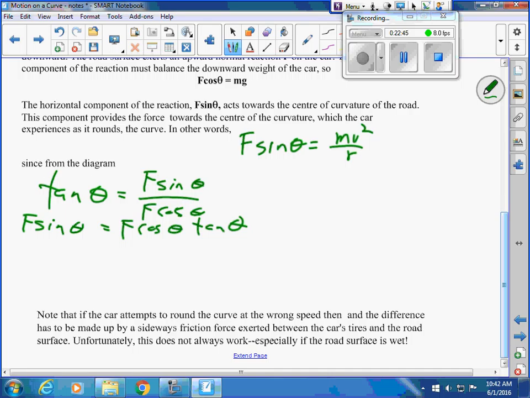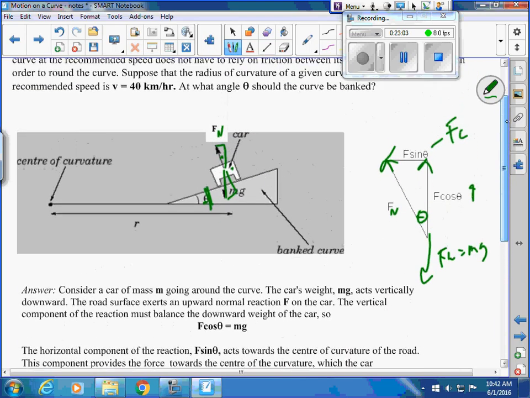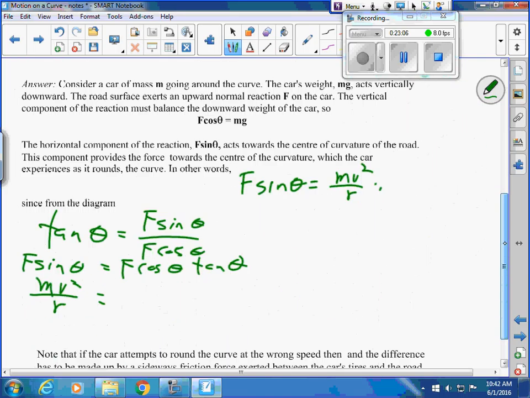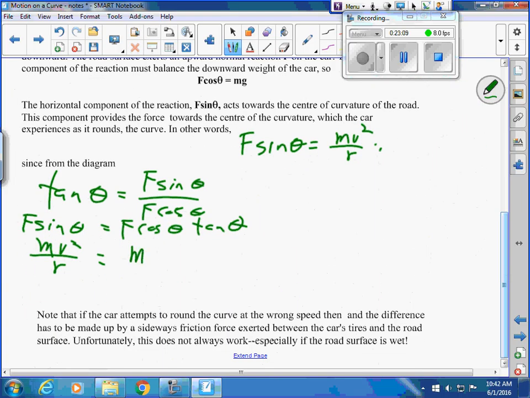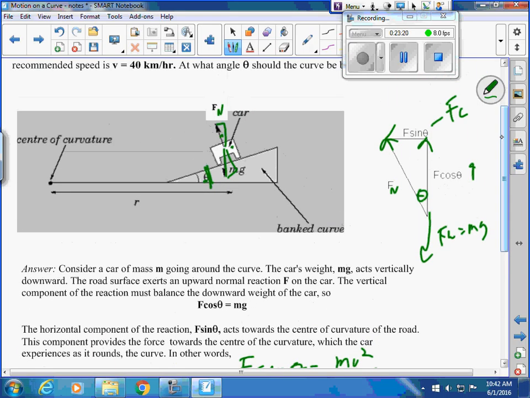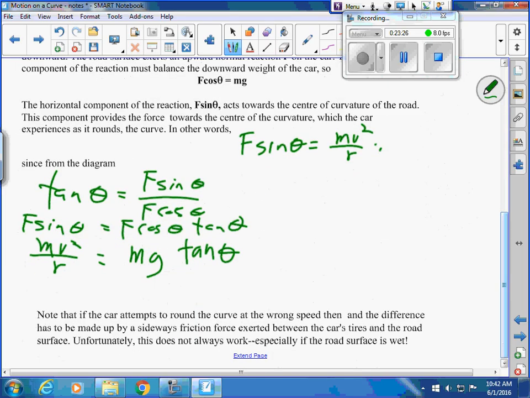Now, F sine theta we've already said is equal to mv squared over r, from before. F cos theta is equal to, from before, where is it? mg. You getting a sense of what's going to happen here? It's equal to mg because F cos theta must be balanced by Fw, which is mg. You should recognize what's about to happen.